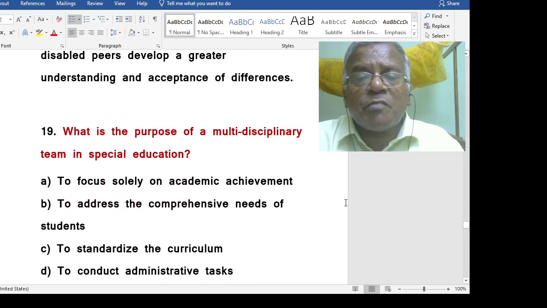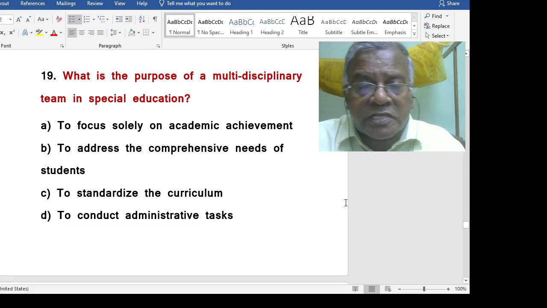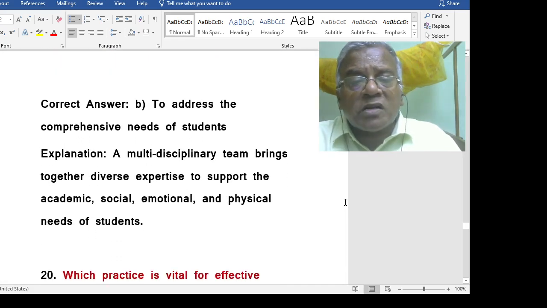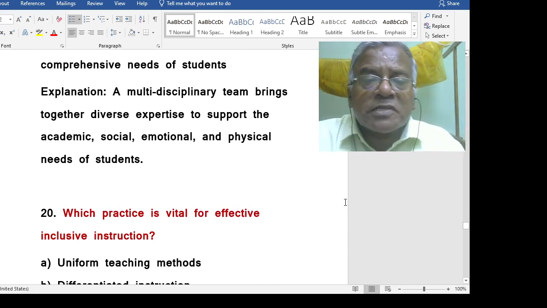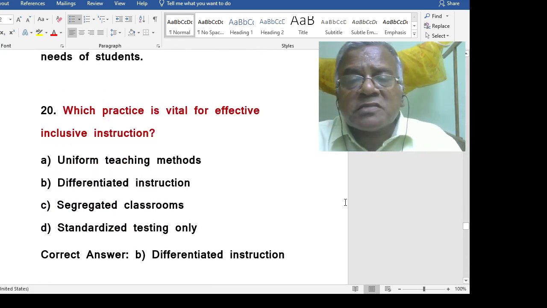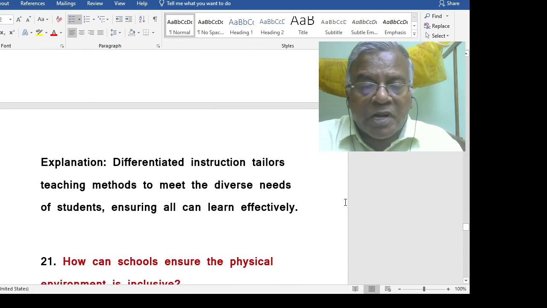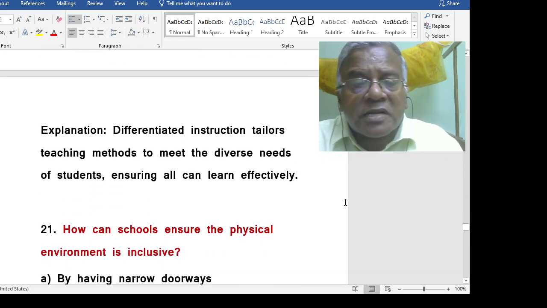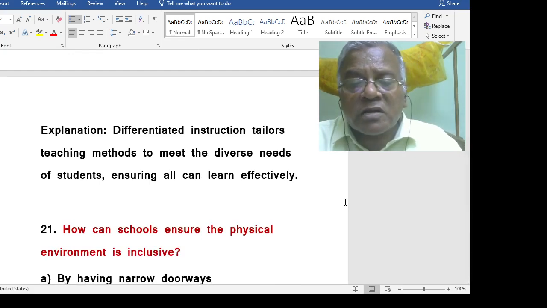What is the purpose of a multidisciplinary team in special education? To address the comprehensive needs of students. A multidisciplinary team brings together diverse expertise to support the academic, social, emotional, and physical needs of students. Which practice is vital for effective inclusive instruction? Differentiated instruction. Differentiated instruction tailors teaching methods to meet the diverse needs of students, ensuring all can learn effectively.